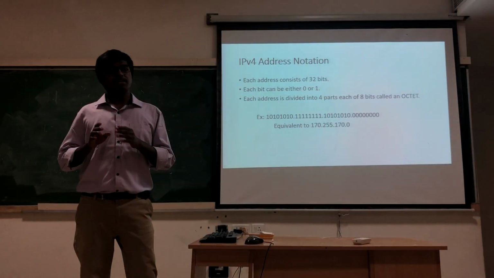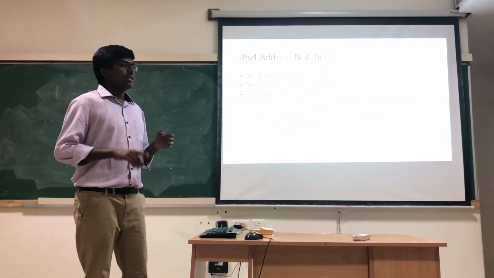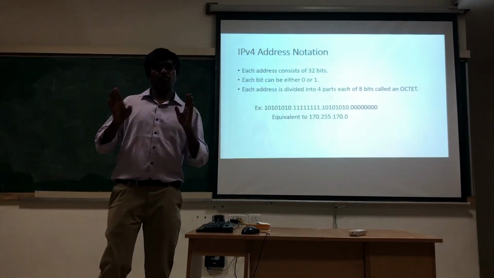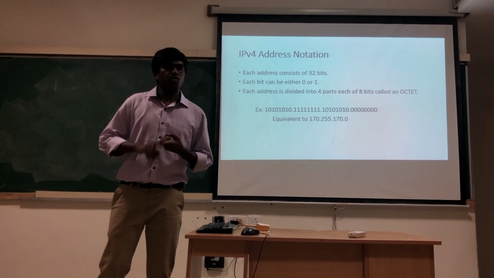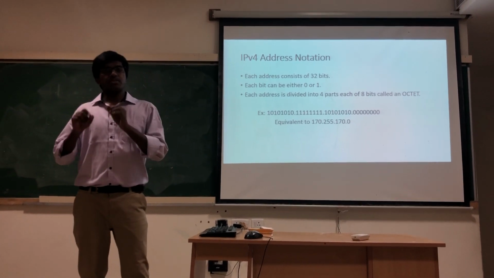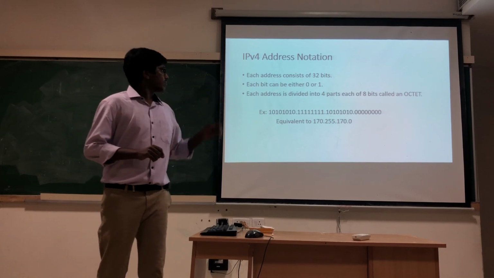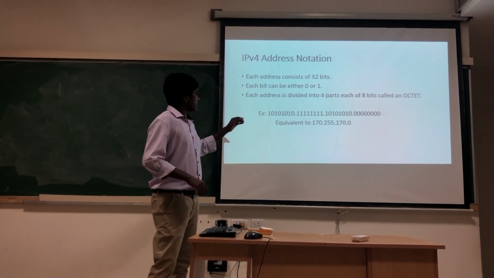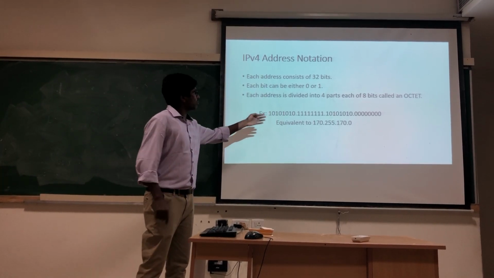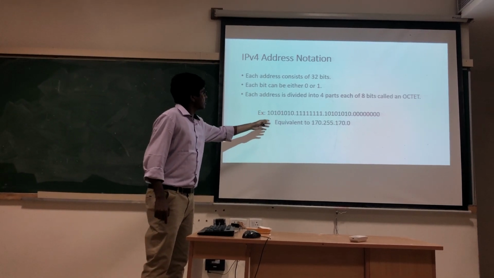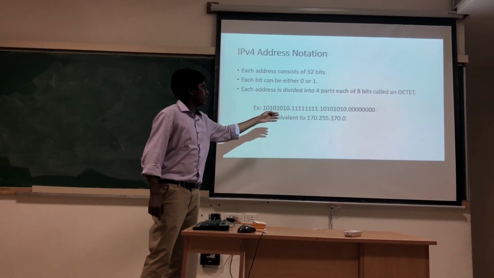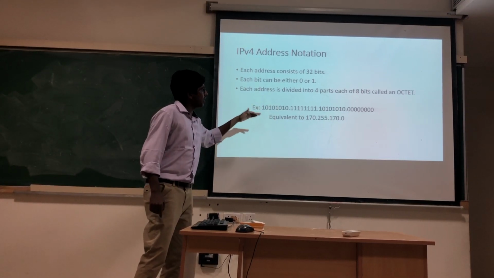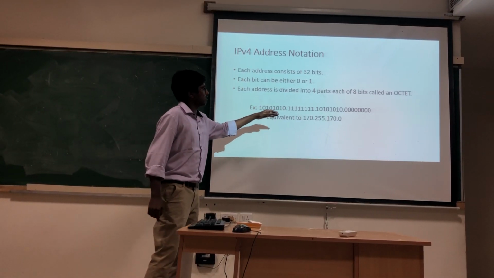A typical IP address consists of 32 bits, and each bit can be either 0 or 1. The entire IP address is divided into 4 parts. Each part consists of 8 bits, called an octet. For example, the example looks like this. This is the IP address consisting of 32 bits divided into 4 equal halves called octets, and the equivalent number of this IP address is this one.